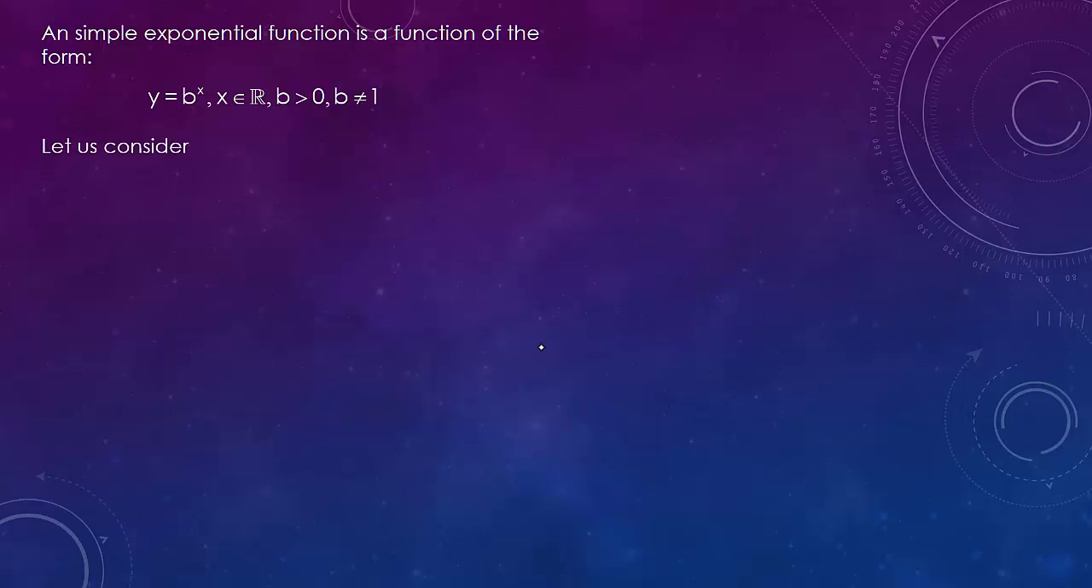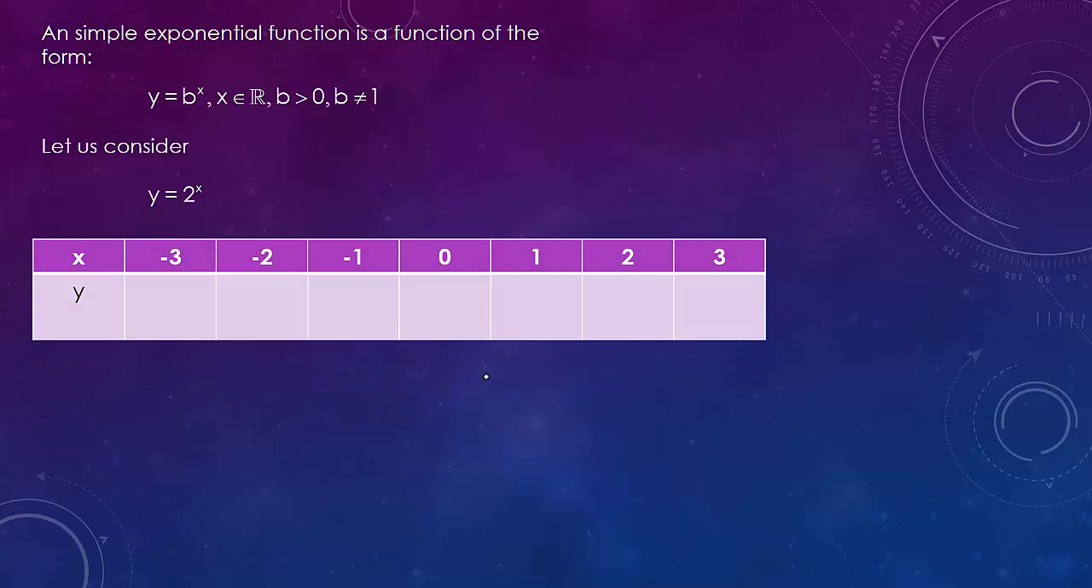Let's consider, as an example, y equals 2 to the power x. And we're just going to use a table of values. Now, the easiest one to compute straight away is 2 to the power 0, because we know that that will be 1. 2 to the power 1 is obviously 2. 2 to the power 2, 2 times 2 is 4. And 2 to the power 3 is 8.